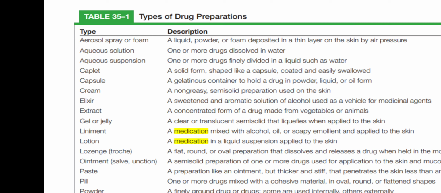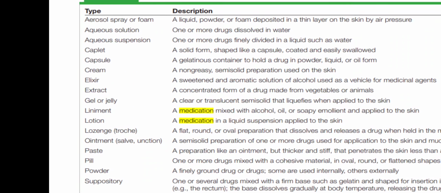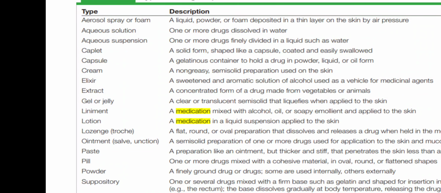We have caplet, a solid form shaped like capsule, coated and easily swallowed. We have capsule, a gelatinous container to hold the drug in powder, liquid, or oil form. We have also cream, non-greasy, semi-solid preparation used in the skin. We have elixir. It is a sweetened and aromatic solution of alcohol used as a vehicle for medicinal agents. We have extract, a concentrated form of drug made from vegetables or animals.